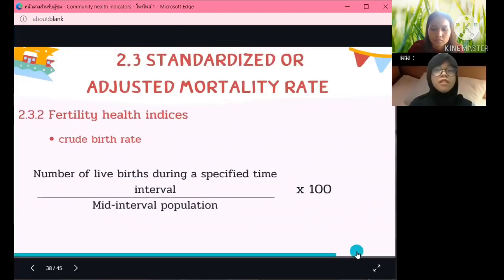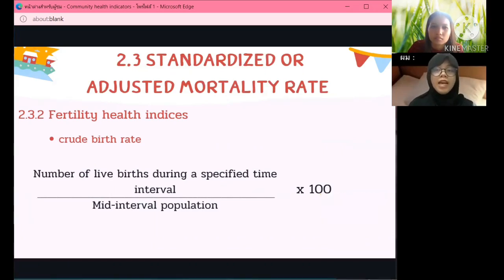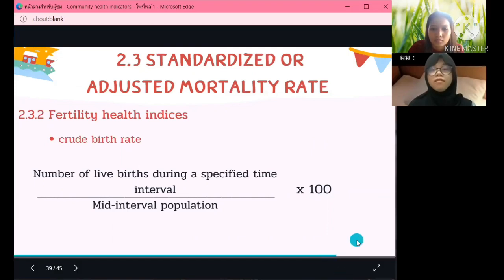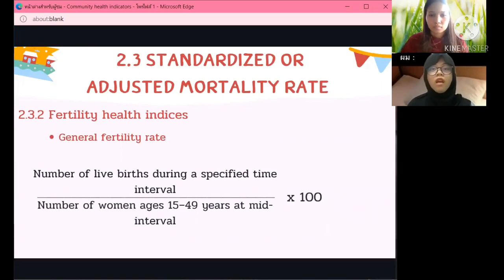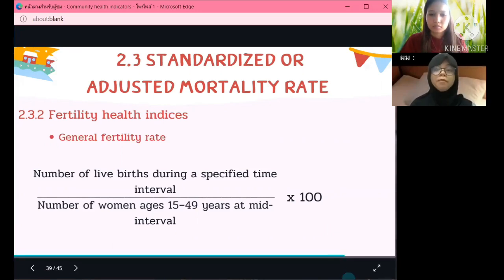Fertility health index, crude birth rate: the number of live births during a specific time interval times 100, divided by the mid-interval population. Fertility health index, general fertility rate: the number of live births during a specific time interval times 100, divided by the number of women aged 15 to 49 years at mid-interval.